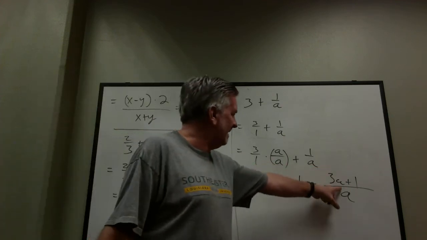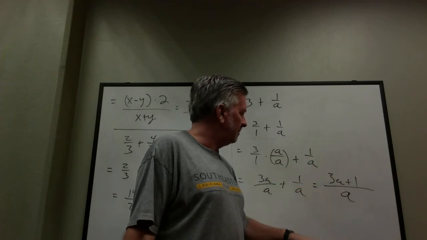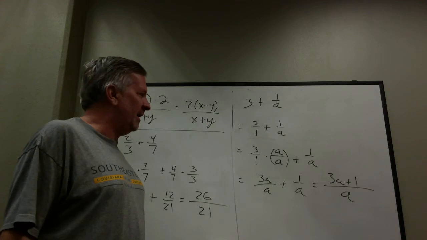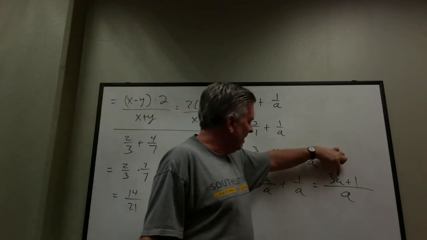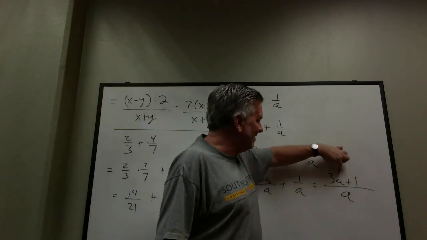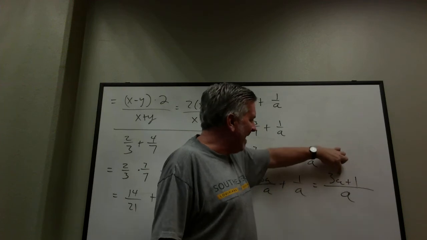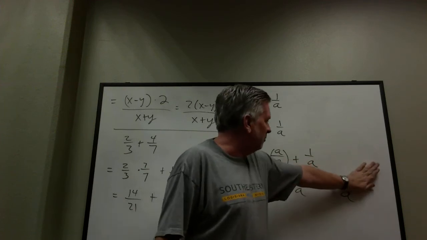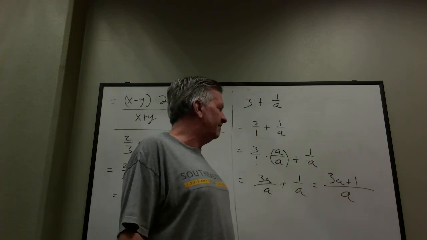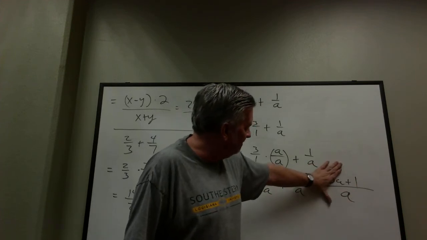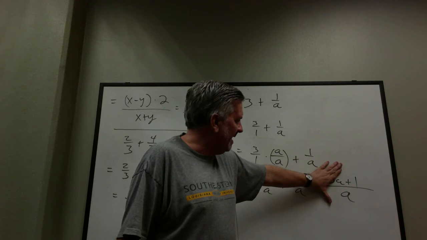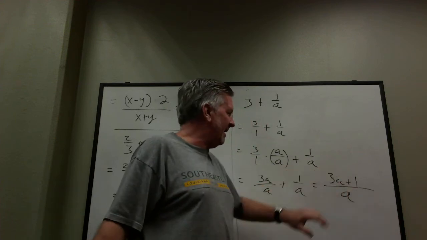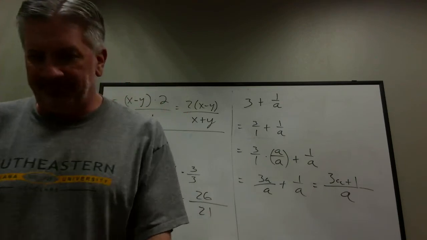Could I cancel the a's here? Cancel those and just get 4? No, you can't do that. Why not? Because it's what I said before. The 3a, you're adding something to it. So as soon as you add something to that, you're not just multiplying and dividing. Now if this plus 1 weren't here, yeah, you could cancel. What if the 3 weren't there? a plus 1 over a. Could I cancel the a's? No, because I'm adding something to the a, so you can't cancel. So that's it.